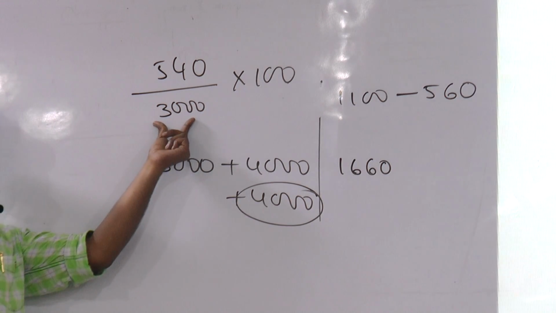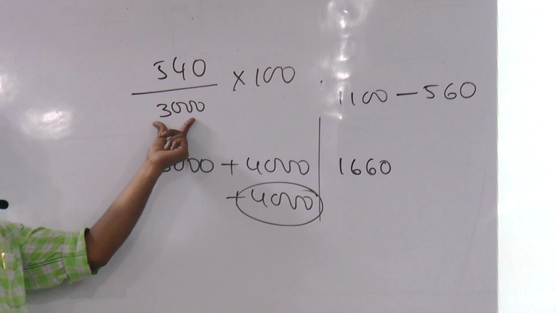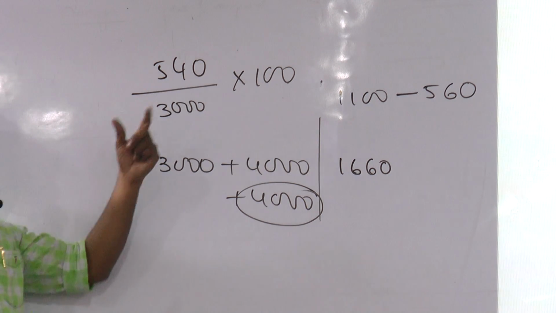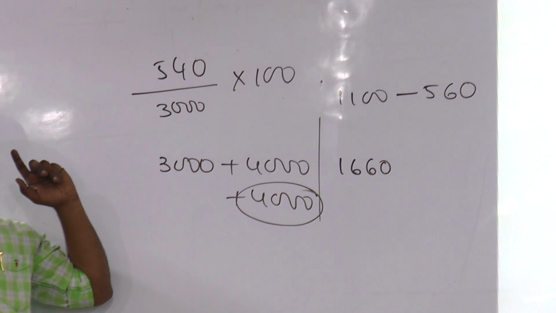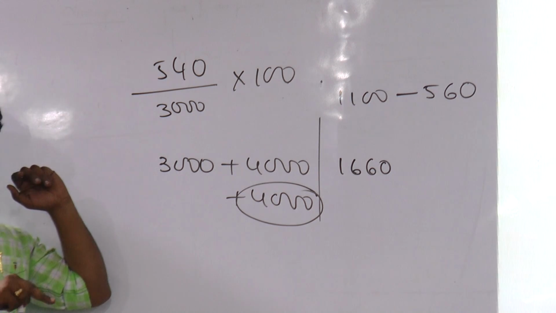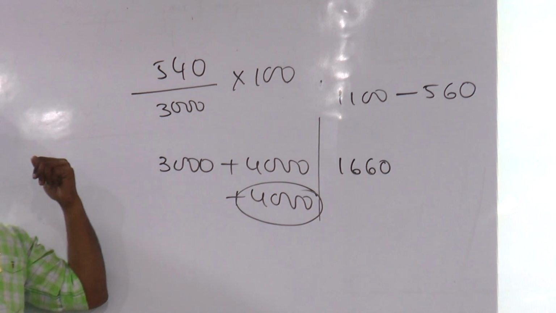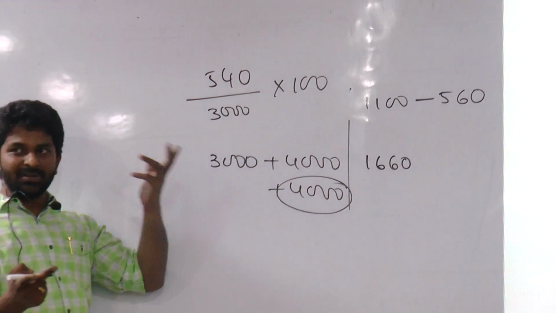10% of this number is 300. 20% is 600. This is 60 less. If 600 is 20%, 60 will be 2% only, right? Yes? 600 is 20%. 60 will be 2%. 2% less than 20%, answer is 18%.